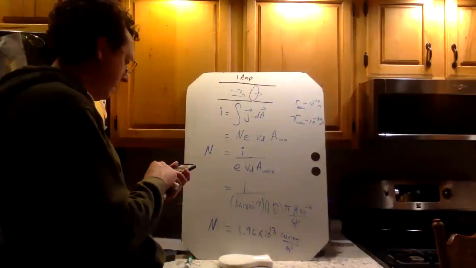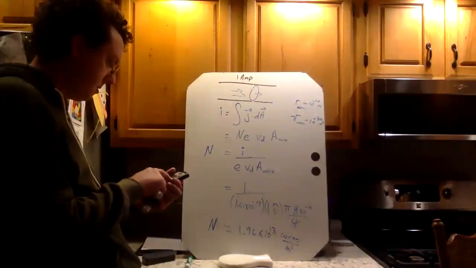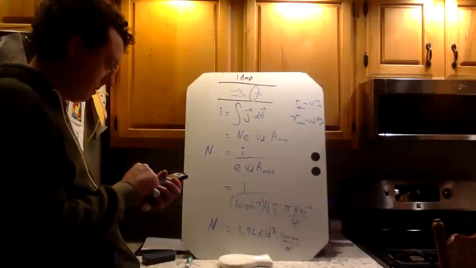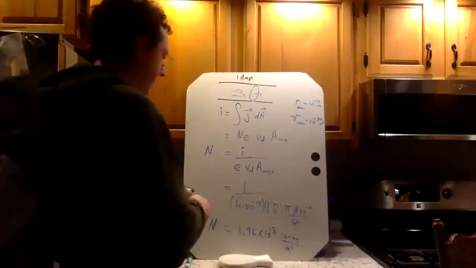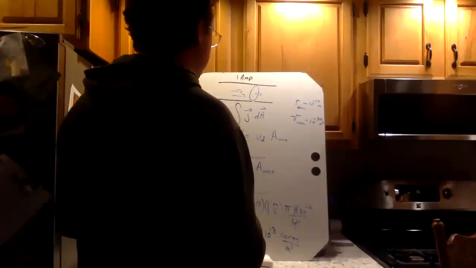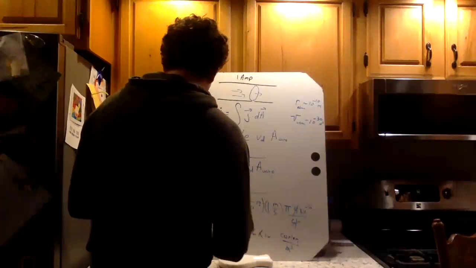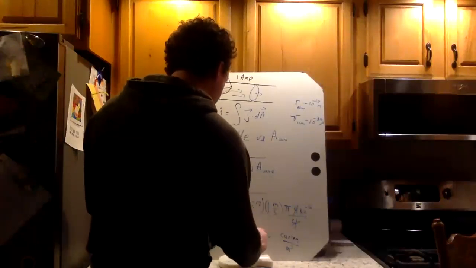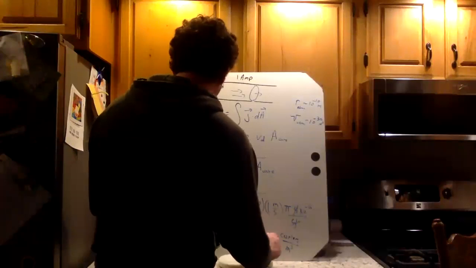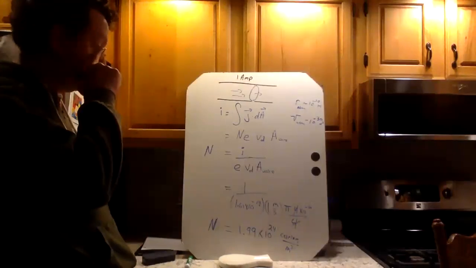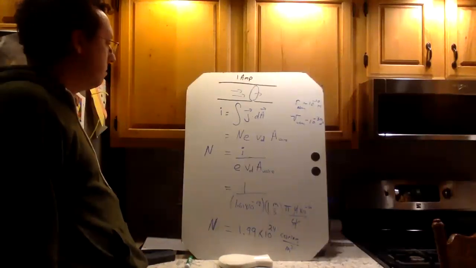Oh, I fouled this up. I apologize. Let me try that again. No, 1.6 times 10 to the negative 19. I have to be careful with my parentheses. I'm sorry, I fouled that up. This isn't 13. This is 1.99 times 10 to the 24, 10 to the 24 carriers per meter cubed.